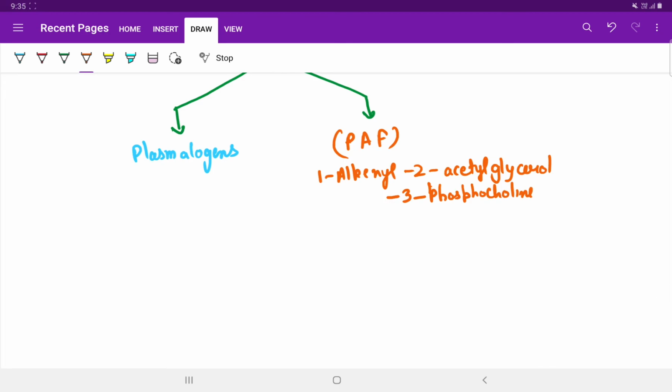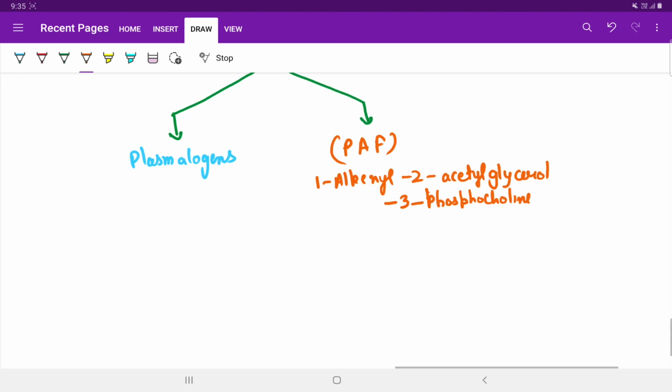So similarly to plasmalogens, sphingomyelins are also formed. The structure of sphingomyelins is already mentioned in the previous videos. You can refer to them. I will be giving the link for them in the description below.